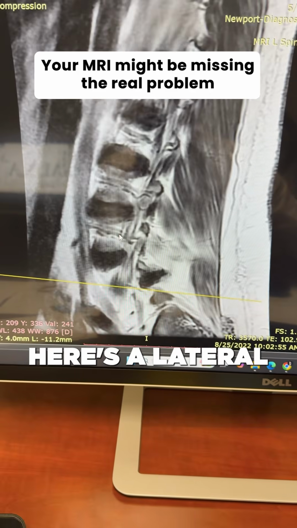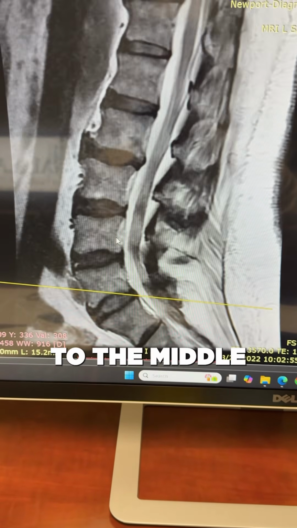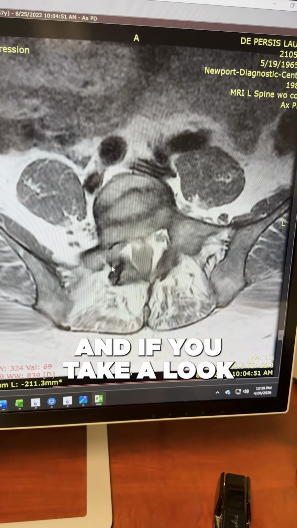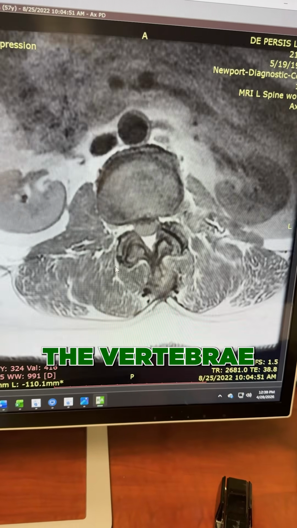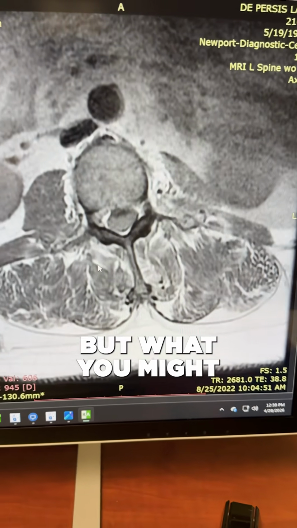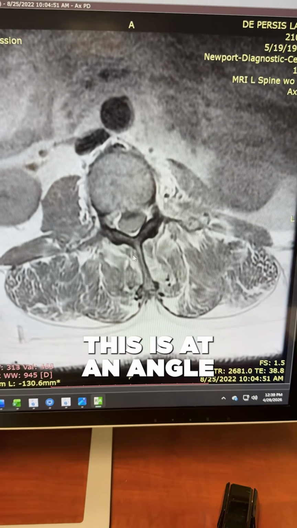Here's a lateral, or the side view, of the lower back, right? We're trying to get to the middle. There we go. There's another image here. And if you take a look, you can actually see the vertebrae. You might be able to recognize these, but which is easier to see is that instead of being flat, this is at an angle.